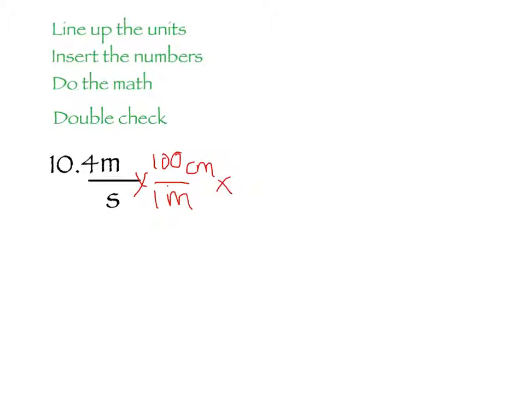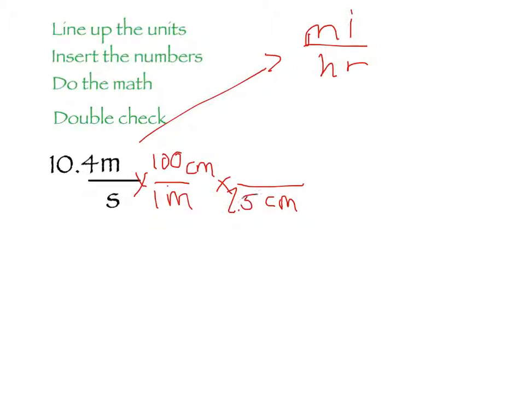Alright, so we're not there yet. We have to keep going because we are looking for miles per hour. Alright, so we're at centimeters. Centimeters is on the top of this fraction, so we're going to put centimeters on the bottom of the next fraction, and we said that there were 2.54 centimeters in every 1 inch, and we also had that there were 12 inches in 1 foot. Now I chose to put inches on the bottom so that I could cancel from up here down here.